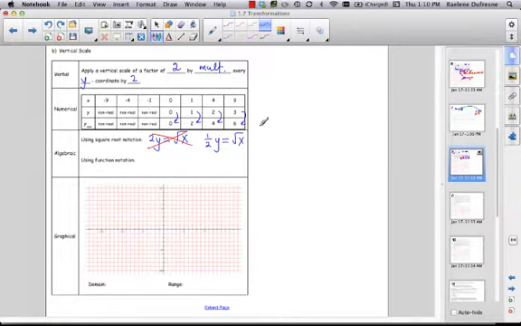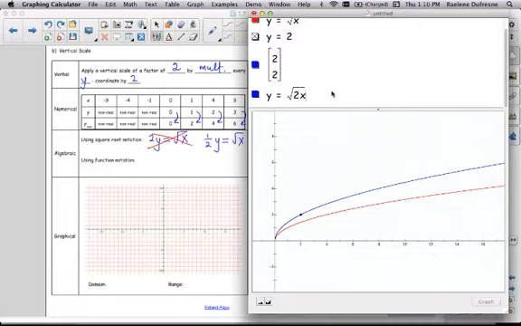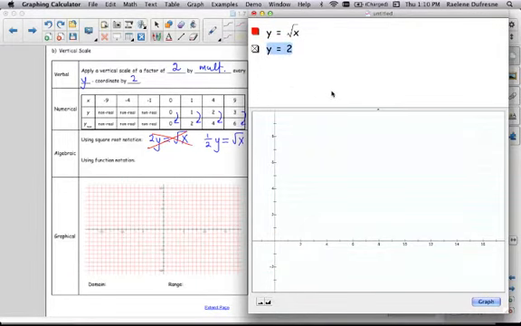Let's just take a look at a graph to compare. Well, let's change all of these. Here again is our parent function, and let's focus on what happens at the point 4, 2.